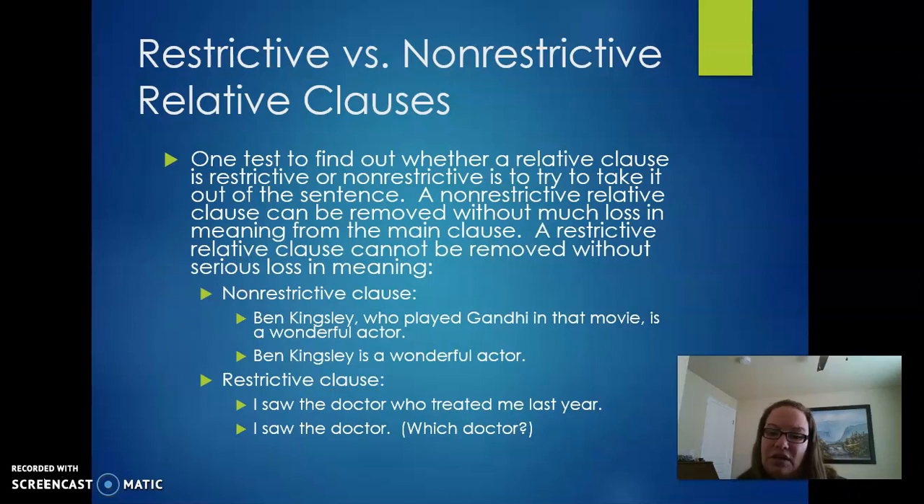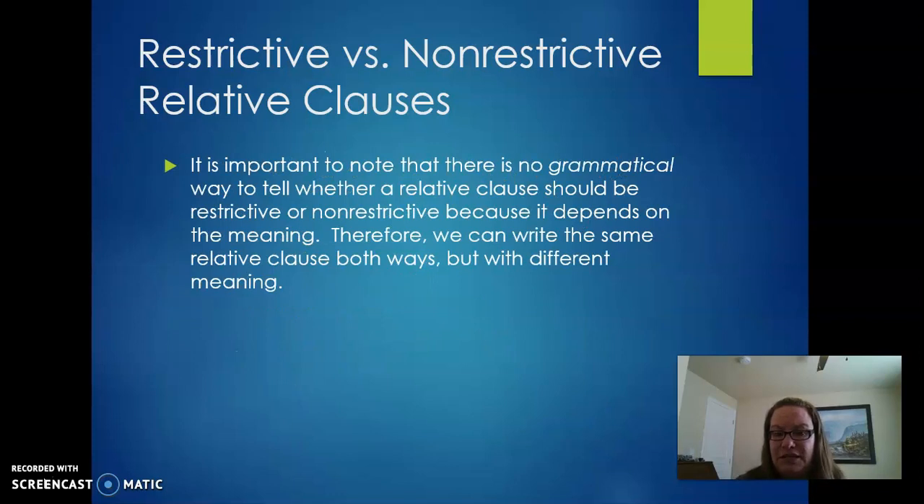Okay, a restrictive clause: I saw the doctor who treated me last year. If I take out the relative clause, I saw the doctor, then often the listener's left wondering, what doctor are we talking about? So it's a necessary one.